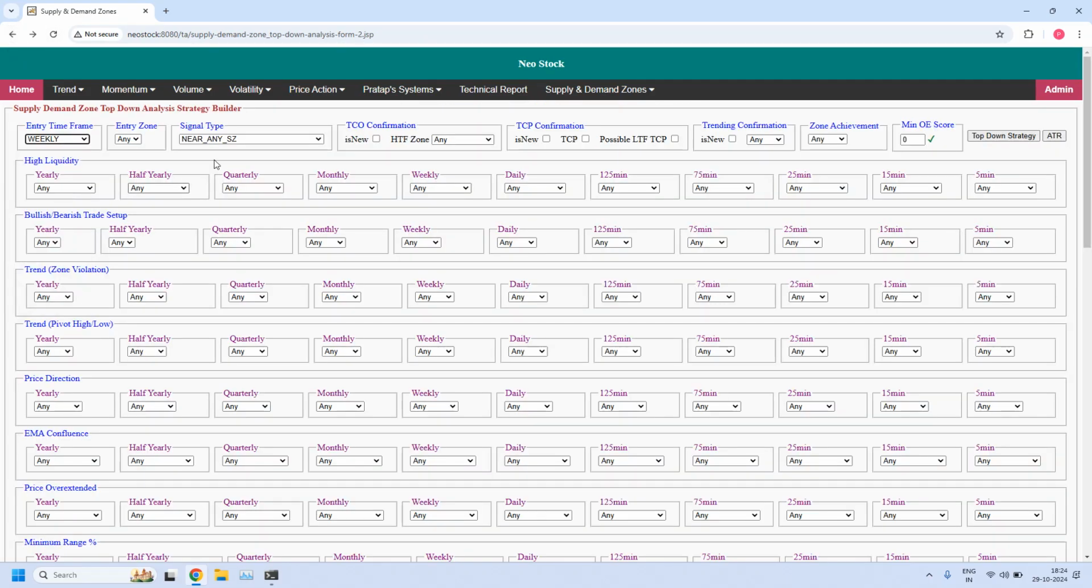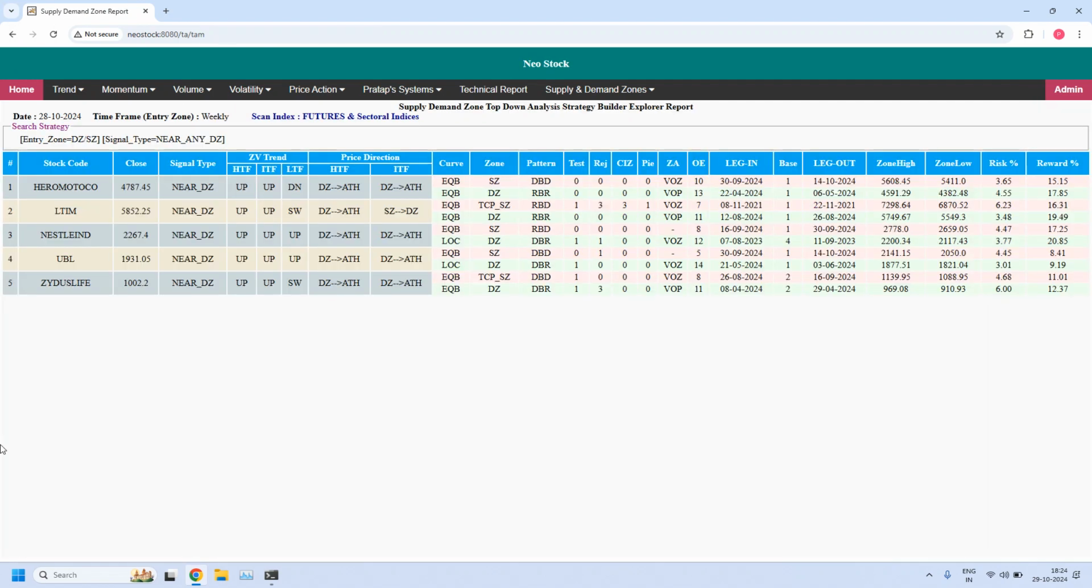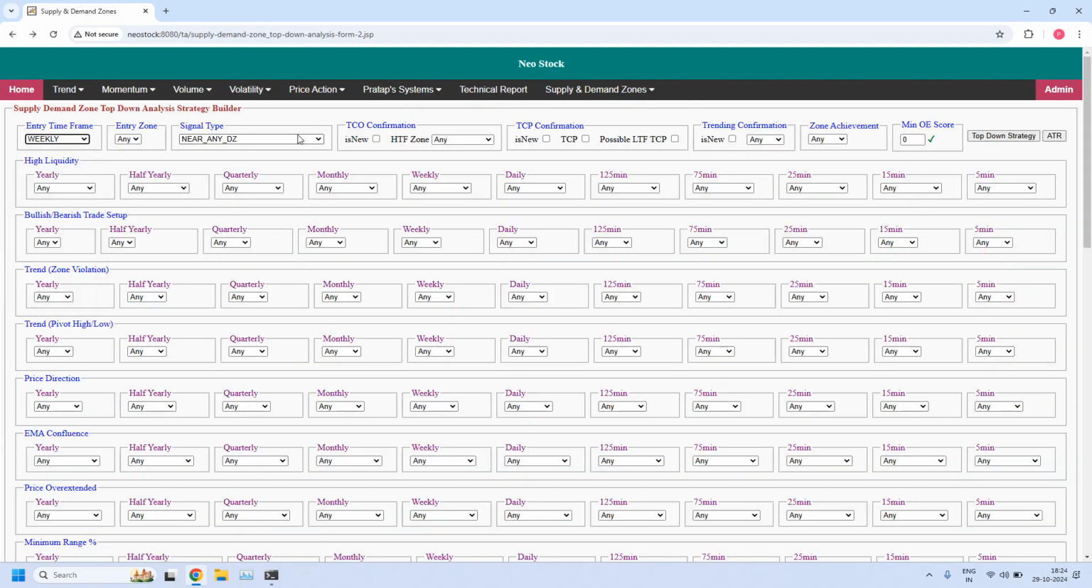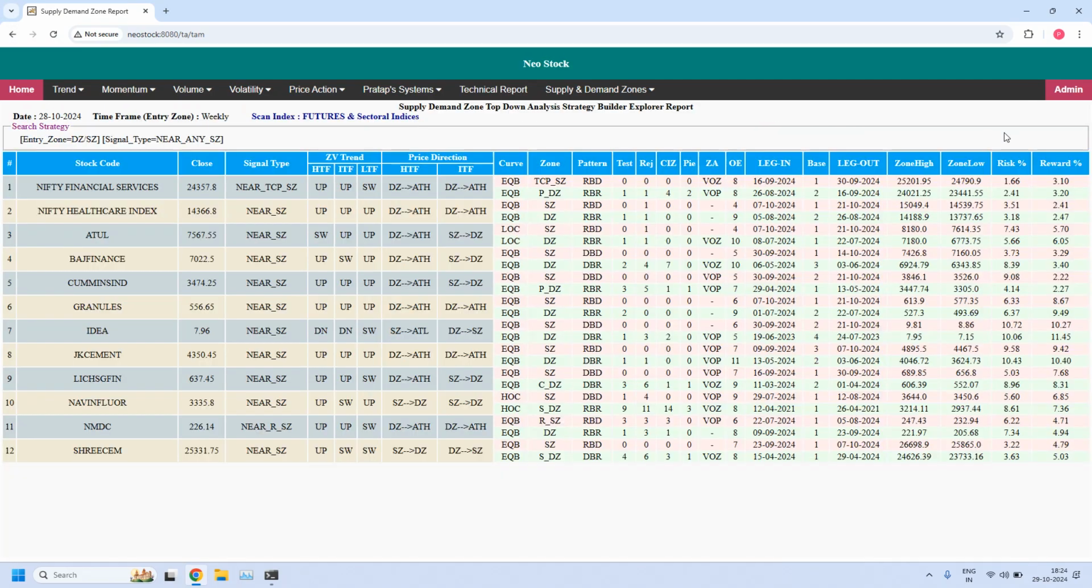Next time frame is weekly. Let's find the stocks near weekly demand zone. 5 stocks are filtered. Next weekly time frame, let's find the stocks near weekly supply zone. 12 stocks are filtered.